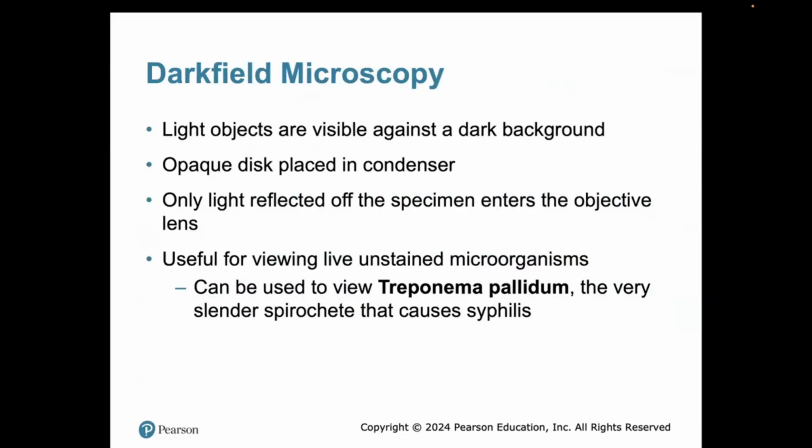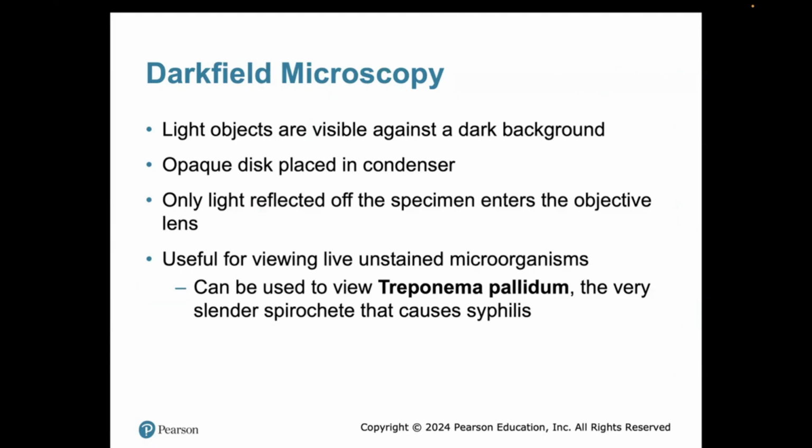But first, the dark field. If the bright field looks at dark objects against a light background, the dark field has a dark background, right? Here we're looking at light objects against a dark background. Typically they put an opaque disc in the condenser to make the background dark, and you get to see the lighter objects.